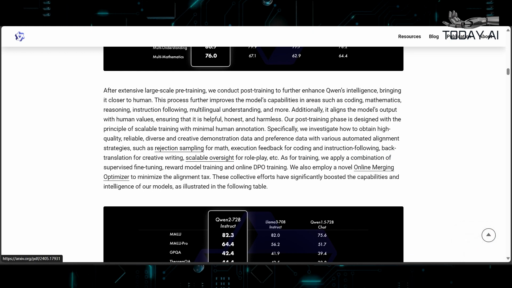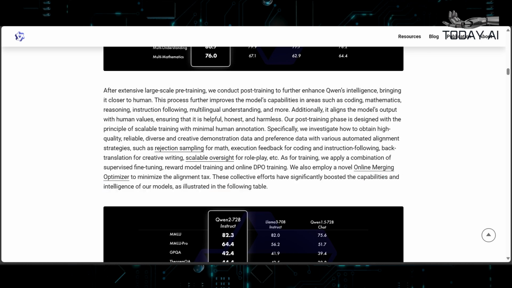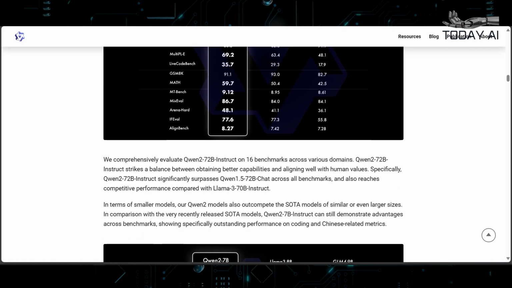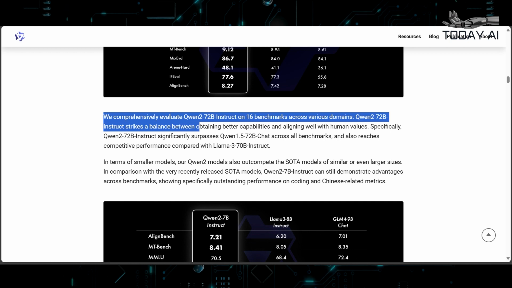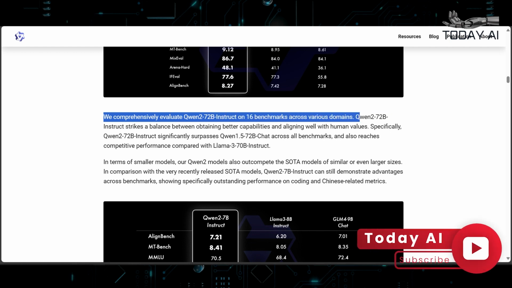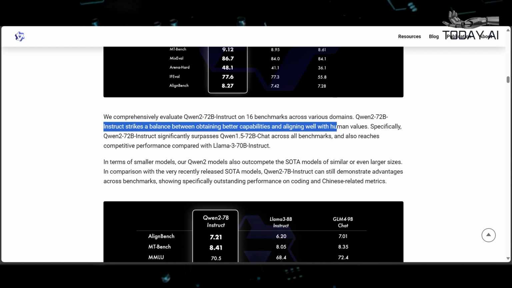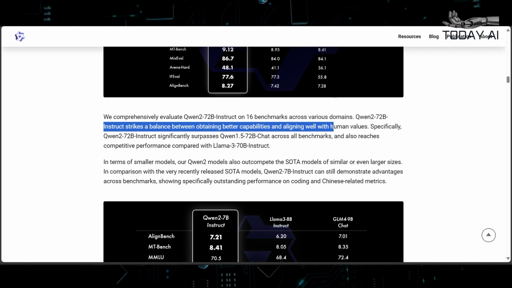We also employ a novel online merging optimizer to minimize the alignment tax. These collective efforts have significantly boosted the capabilities and intelligence of our models, as illustrated in the following table. We comprehensively evaluate Qwen2-72B-Instruct on 16 benchmarks across various domains. Qwen2-72B-Instruct strikes a balance between obtaining better capabilities and aligning well with human values.